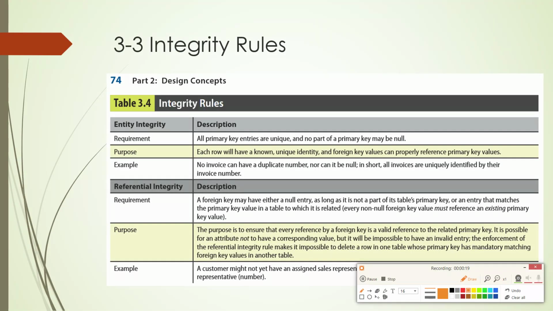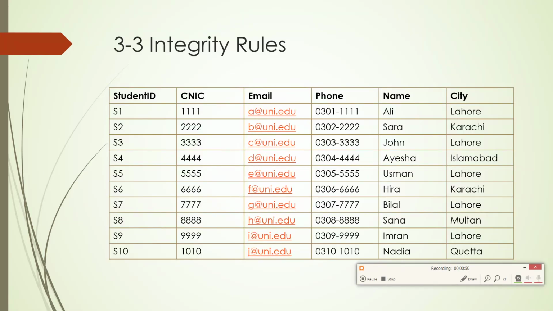We have two integrity rules. One is called entity integrity, which is based on the primary key, and the second one is referential integrity, which is based on the foreign key. We have already discussed them in detail in our previous lectures. You can check and understand from there. Now we are going to explain them with the help of examples.